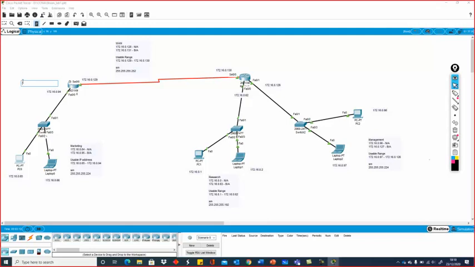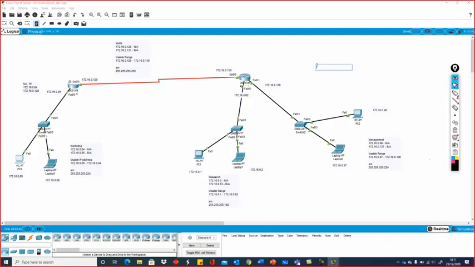The networks on this router, we have 172. So we'll start with 172.16.0.64, and then this one, 172.16.0.128. That's on R1. So let's see on R2.